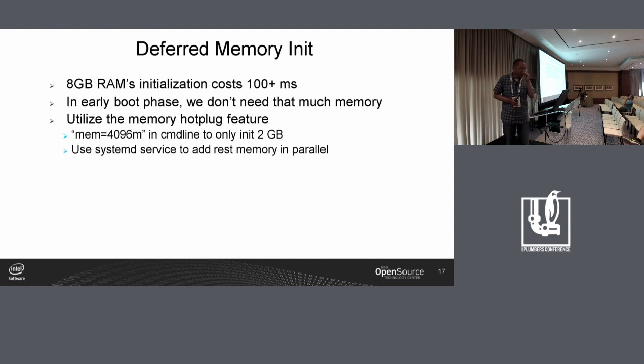Next one is about the deferred memory initialization. Our system has 8 gigabytes, and it costs more than 100 milliseconds, actually about 150 initially. In our early boot, we don't need that much memory. With the memory hotplug feature, during the boot phase we initialize about 2 gigabytes, and then user space initializes the rest.